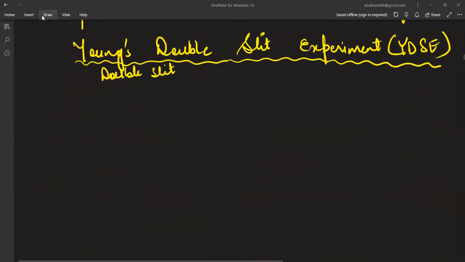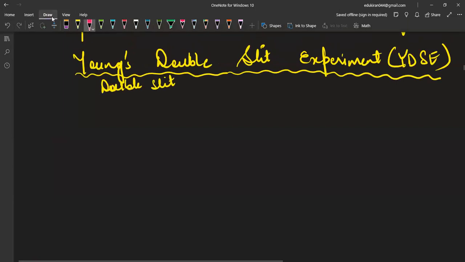Now starting with Young's double slit experiment. Basically, in Young's double slit experiment, a piece of separation is taken, and on it, one here and one here, two very minute slits are formed. S1 and S2 are the slits, and the separation between the slits is small d.